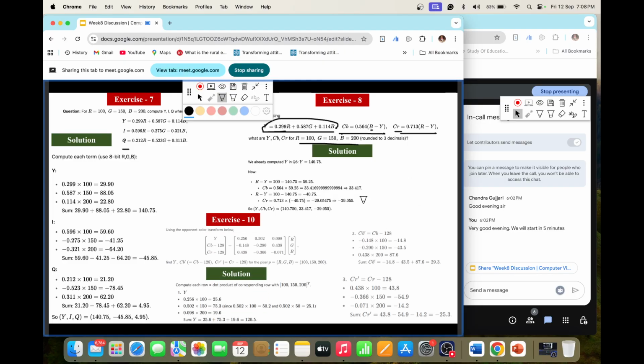And at last we have this question, that is exercise 10, that is regarding YCbCr values.